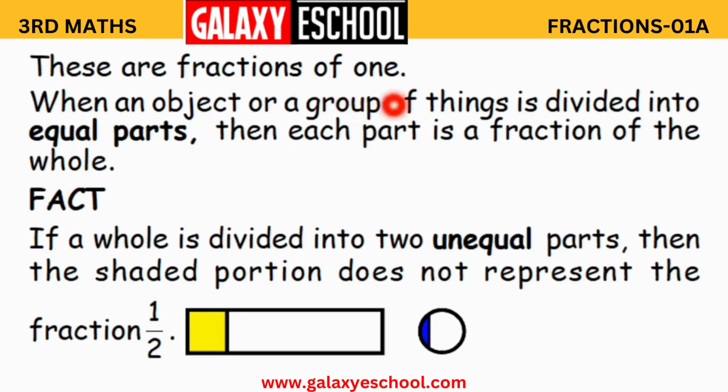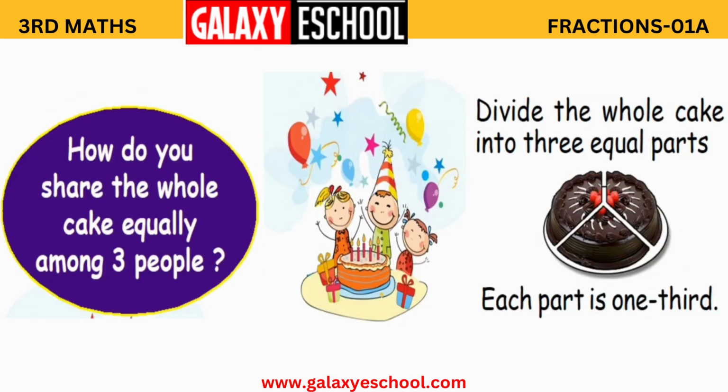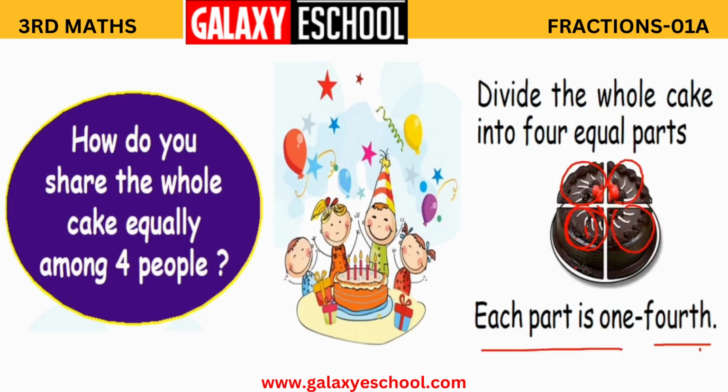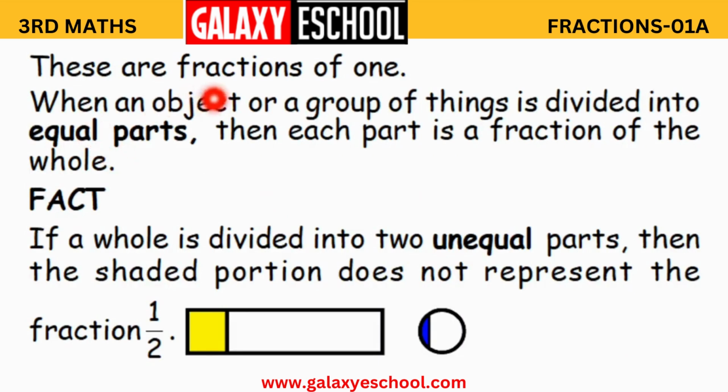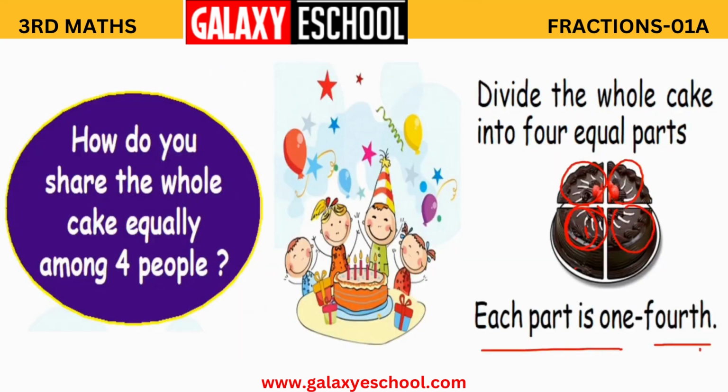These are fractions of 1. What did we learn just now? Dividing the whole cake into parts. These parts, that is each part, is called 1/3 and 1/4 here. Now these are nothing but fractions of 1. When an object or a group of things is divided into equal parts, then each part is a fraction of the whole. What are they saying?